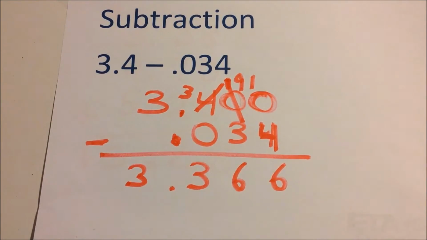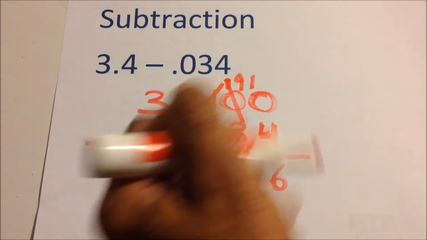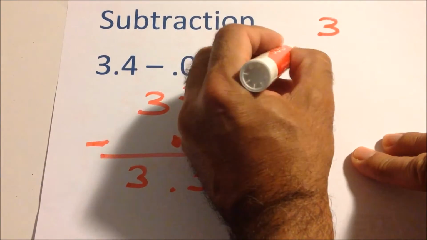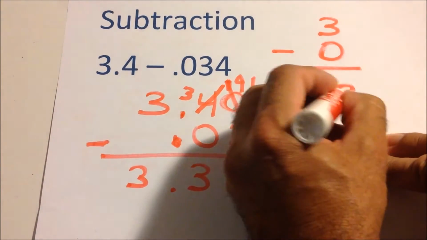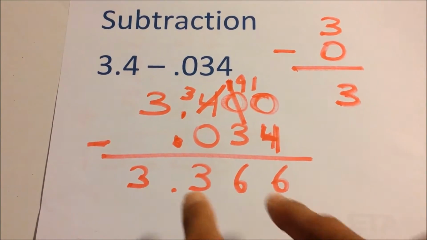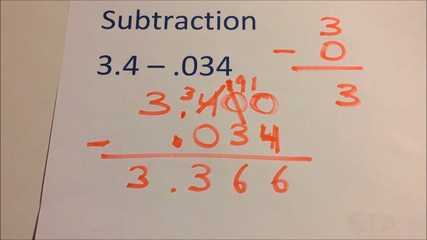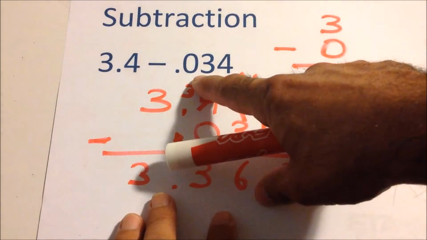Now, if we want to do an estimate of this, 3.4 could be 3, and 0.034 could be 0. And our estimate is 3, and it's pretty close. Why 0? Well, the nearest whole number is 0.